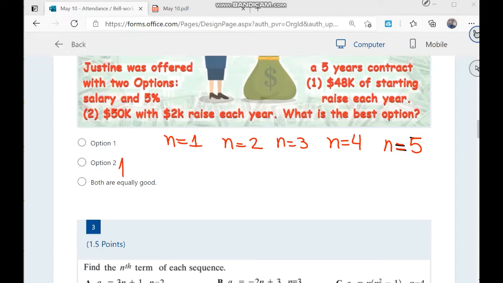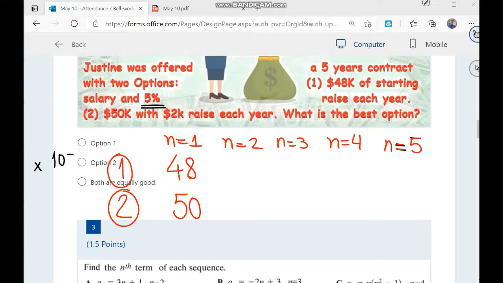On option number 1, we will have on the first year 48K. Option number 2, we will have on the first year 50K. Okay? All right? For the first option, we will raise the salary 5% every year. When you're raising 5%, you are multiplying. So this is going to be a multiplication of 100 plus 5%, 105.